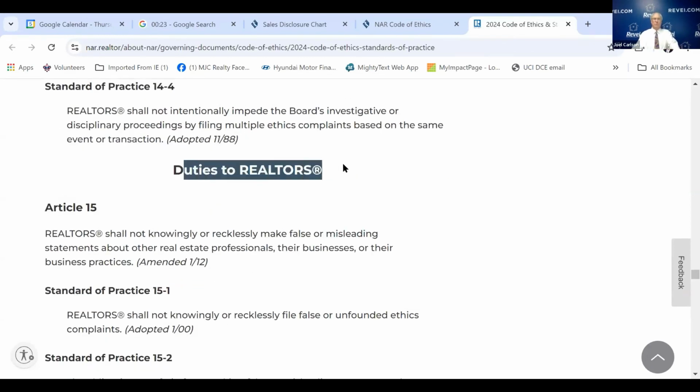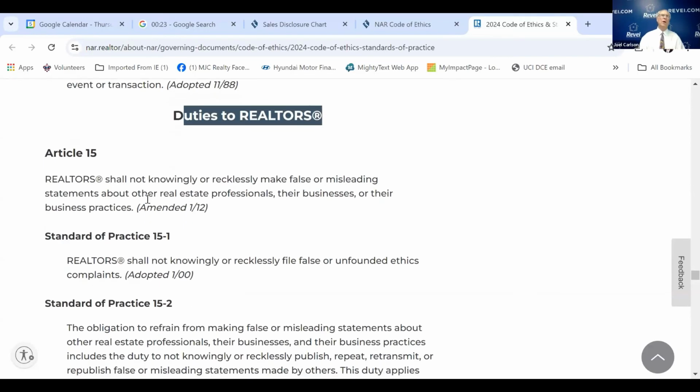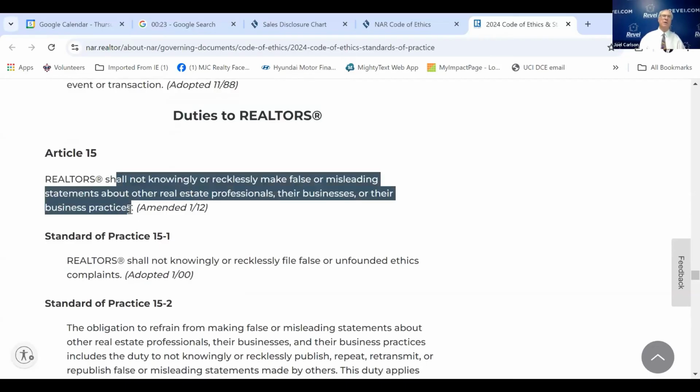Duties to other realtors. Okay, now we get into it. Article 15, you will not knowingly or recklessly make statements about the professionalism of other businesses or realtors. It basically says you're not going to say bad things about other realtors, okay? It used to say you will not disparage other realtors, but nobody knew what that meant. So now it says you won't say bad things.